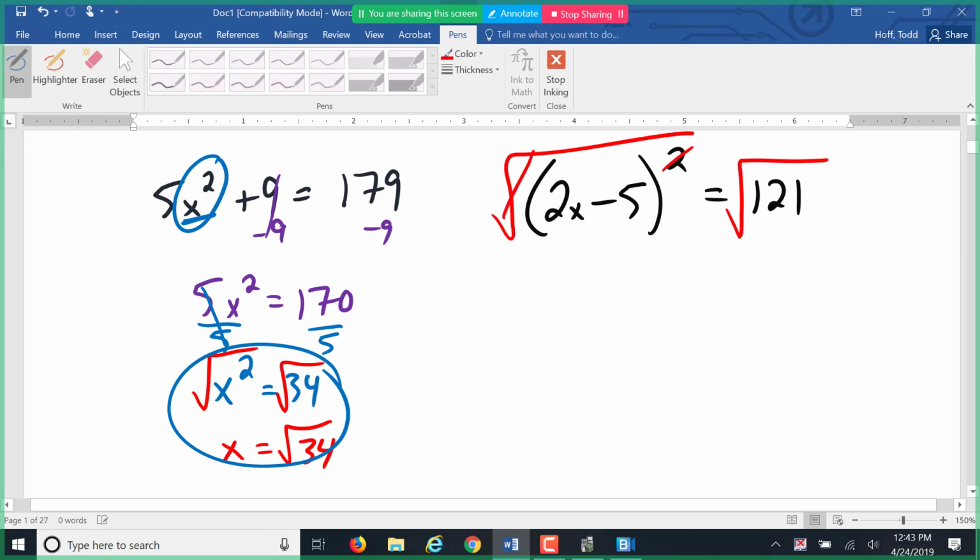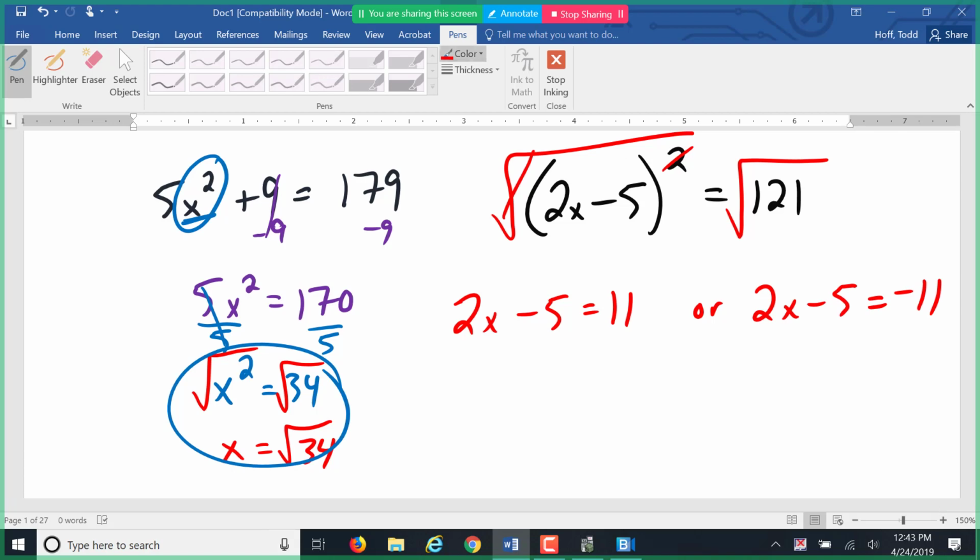The square root and the squared cancel out. We get 2x minus 5 on the left side. What is the square root of 121? 11 or negative 11. Once we've done the square root, there are two possible answers. And anything we do from there, we've got to do with both of those possible answers.